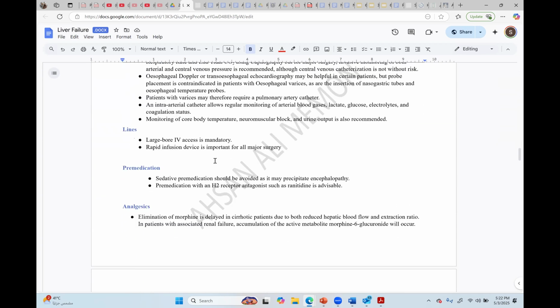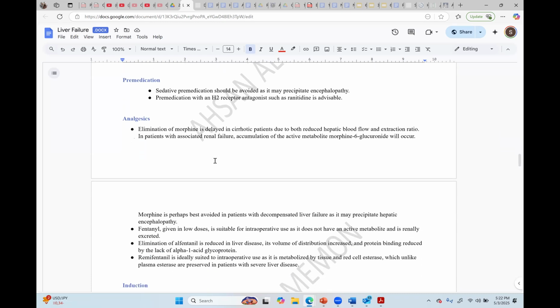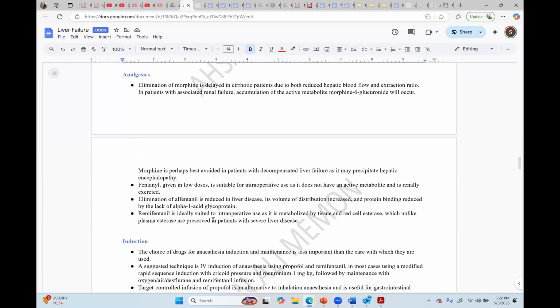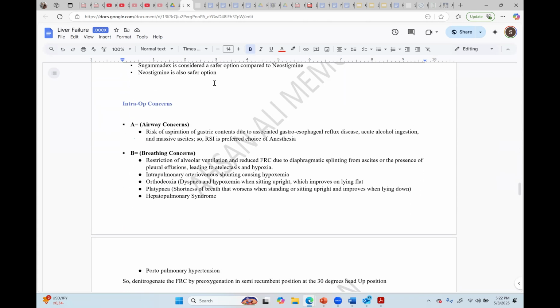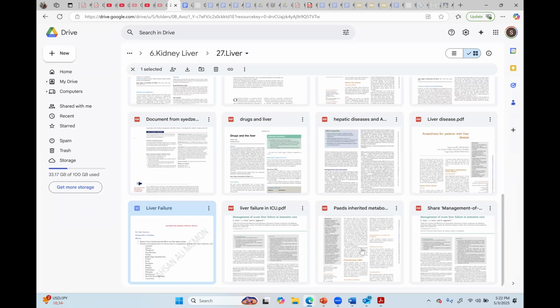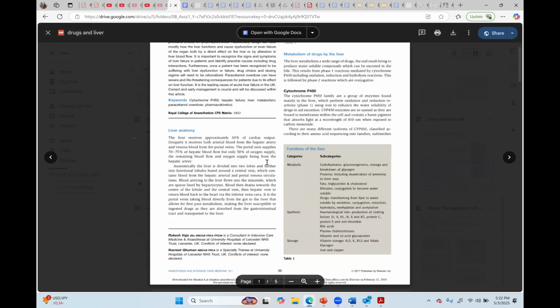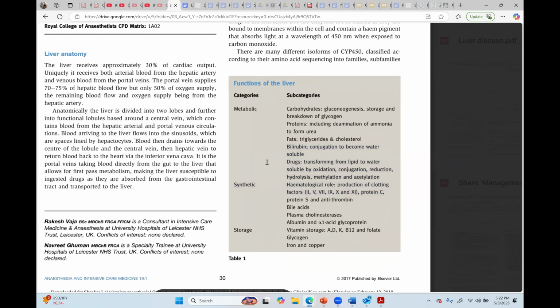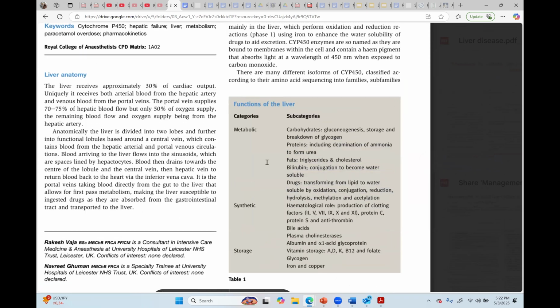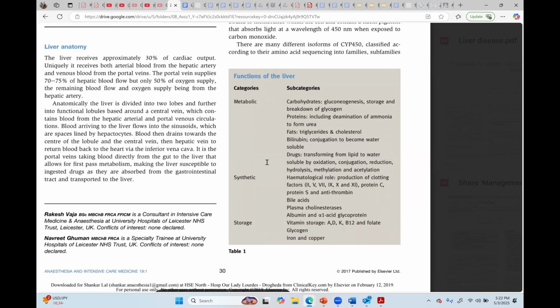Intraoperative management we have discussed. Premedication, careful analgesics. Remifentanil and morphine should be avoided. Any medication with active metabolites, you have to take care. We have discussed it. So let's just recap, and any other thing which you want to ask. These are the functions which we have already discussed.